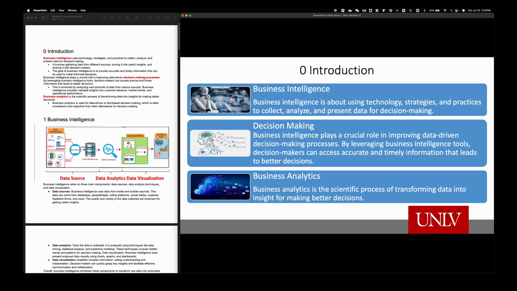So in this course, we will learn all of these three, including how to collect raw data, how to turn raw data into meaningful insights, and how to use those insights to make better, more objective, and more effective business decisions.